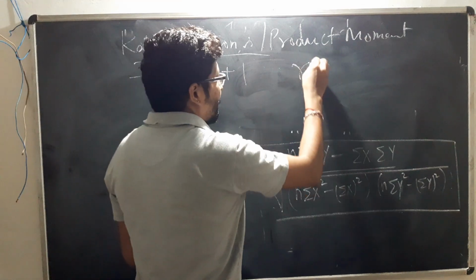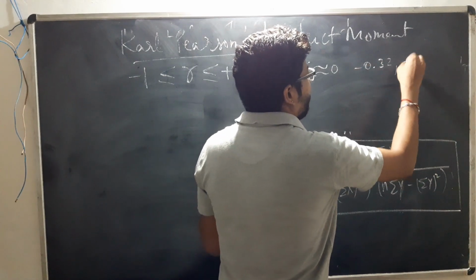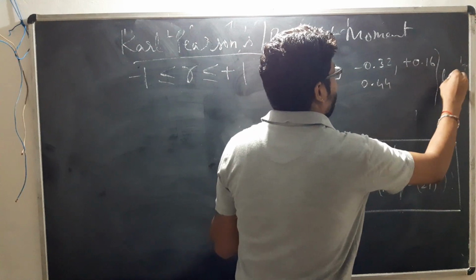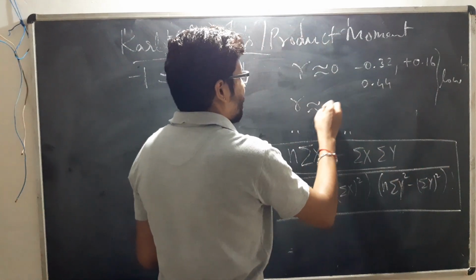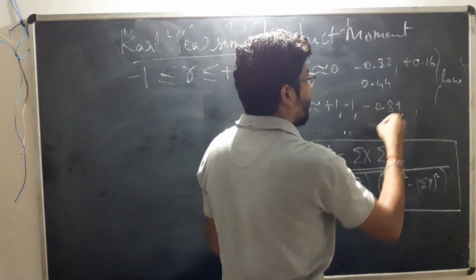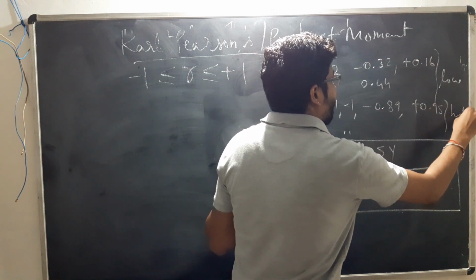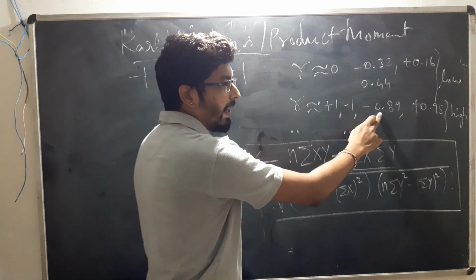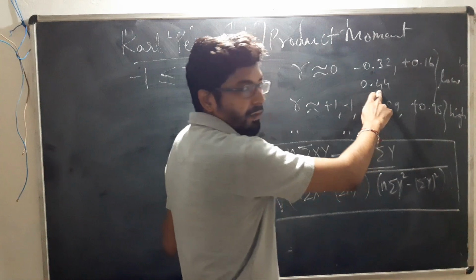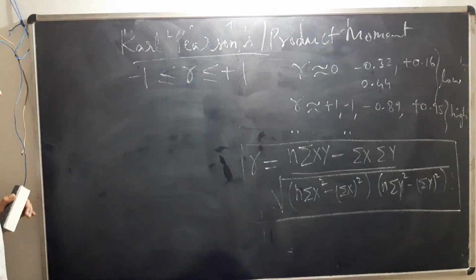So if your R is very close to 0, say for example minus 0.32, plus 0.16 or 0.44, we say correlation to be low. If your R is close to plus 1 or minus 1, say for example 0.89, plus 0.95 and so on, we say correlation to be high. So you could have negative high correlation, positive high correlation, negative low correlation, positive low correlation. All based on the exact value of R.